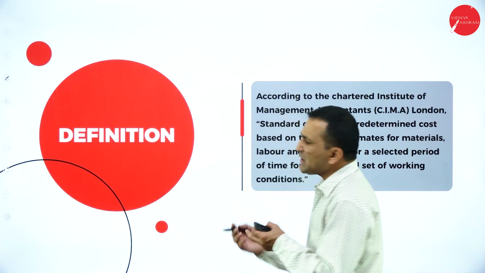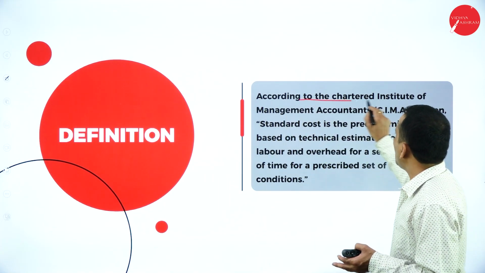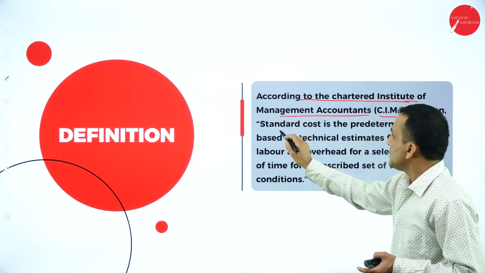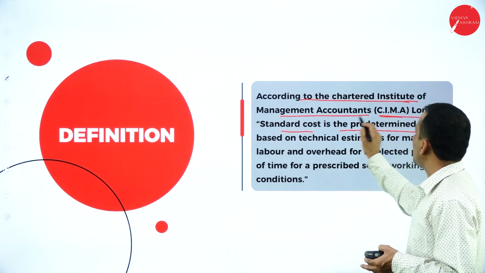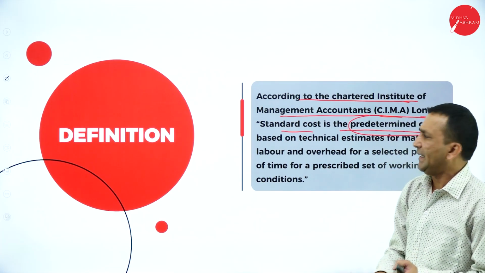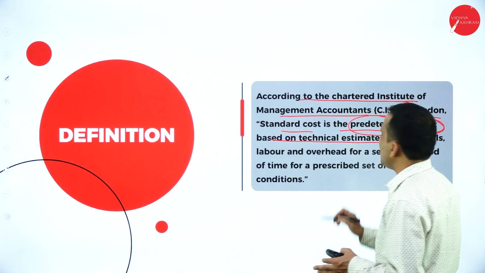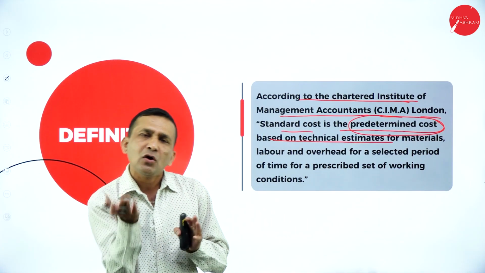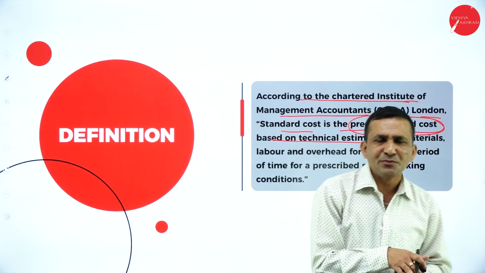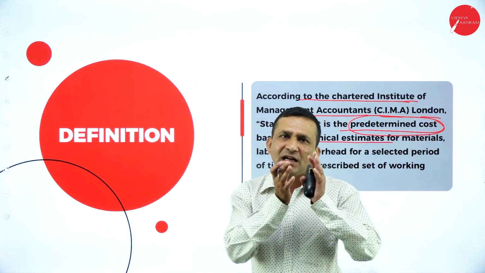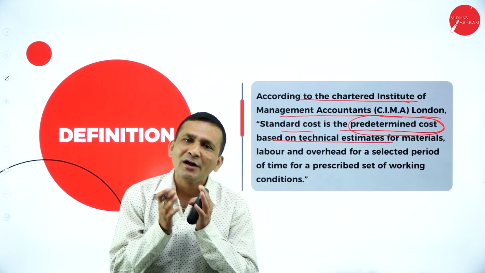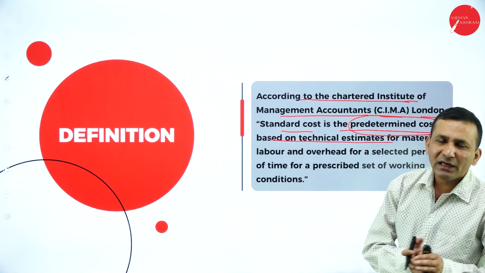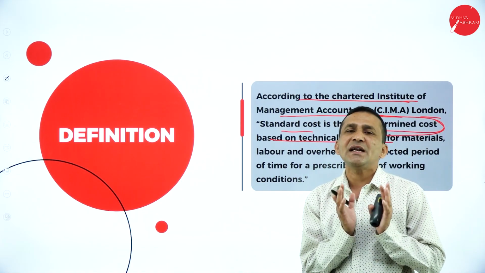Moving forward, there is one definition here. According to the Chartered Institute of Management Accountants, CIMA, London, standard cost is a predetermined cost, which is already decided based on technical estimates. How are we setting a standard? The previous data, the previous and last production data, is very important. If you have not collected the relevant data, setting a standard has no meaning at all. So we need to collect proper data and decide the standard based on it.